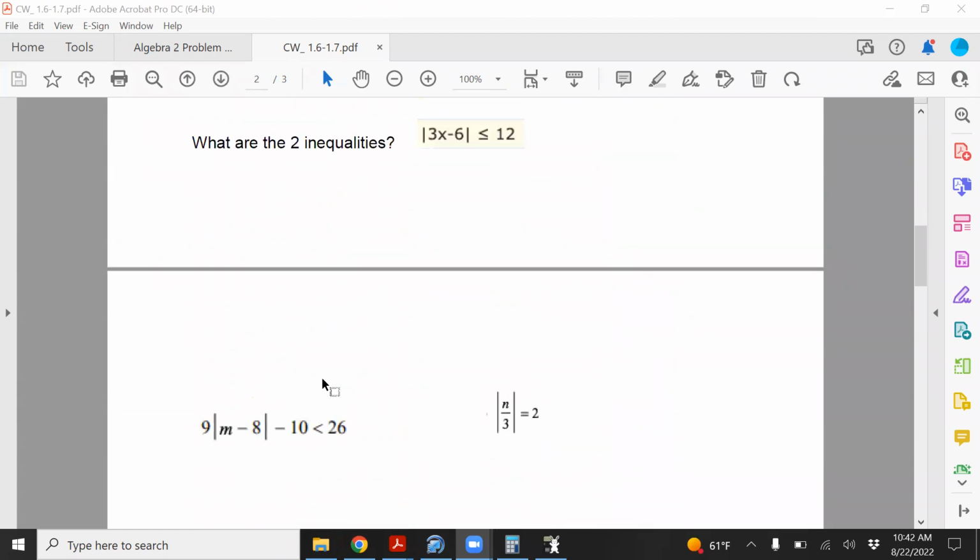All right, let's talk about these here. When you see this, you still split into two inequalities. And why do I do that? Because, what about this here? Just keep thinking out loud. What about that? Absolute value that's less than four.